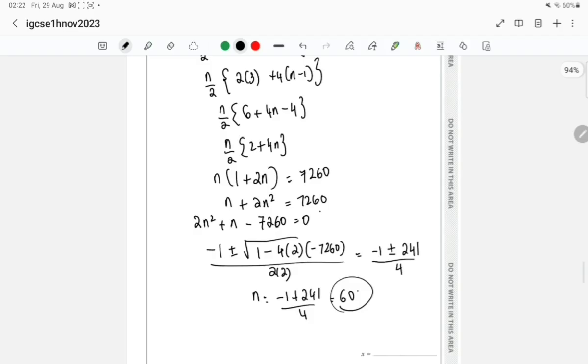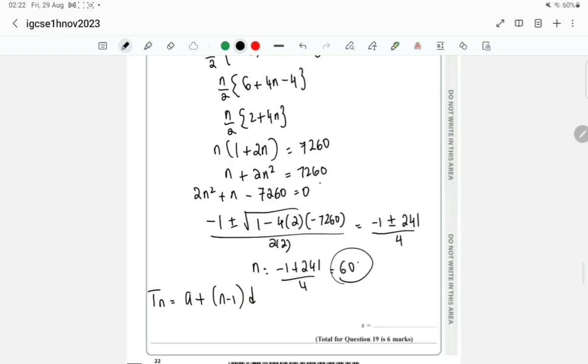Now I need to find the last term. So I know that Tn for an AP is a plus (n minus 1)d. So I'm finding the term T60. Okay, so the 60th term would be equal to a, which is 3, plus n minus 1 now, which is 59, times d, which is 4. So this would be 59 multiplied by 4 plus 3, which is equal to 239. And this is my answer.